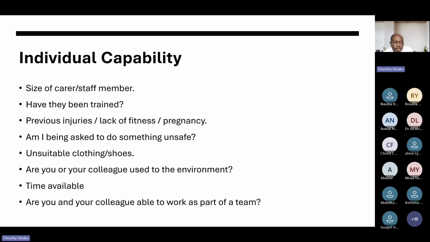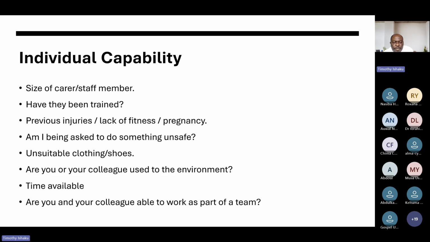Or if it's not you, think of your assistant, or whoever is helping you with those tasks. Do they have the suitable outfit to help them carry out the tasks? Talking about clothing, talking about shoes. Are they able to change those outfits to enable them to do the tasks? Do you have enough time? And are you or your colleague able to work? So all these things are your individual capability.